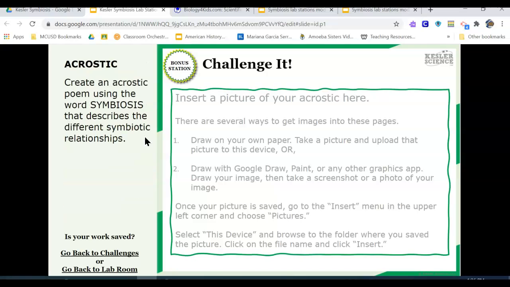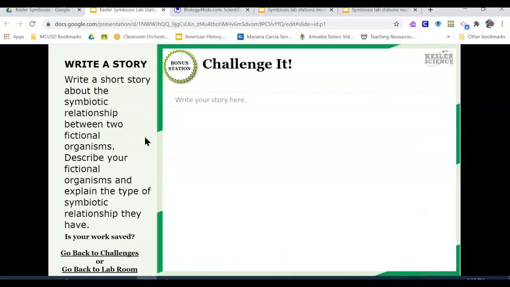You can do an acrostic for the word symbiosis that describes different symbiotic relationships. So when we say an acrostic, S would stand for a word. You would write the symbiosis down the left-hand side of a paper, and then you would have a word that starts with S that is about symbiotic relationships, and then a word that starts with Y, and then a word that starts with M.